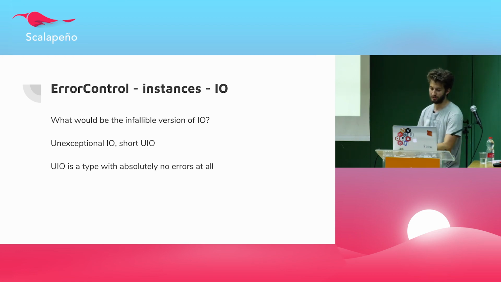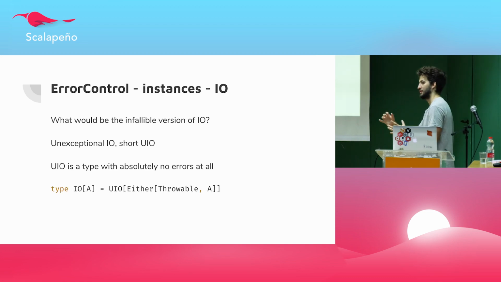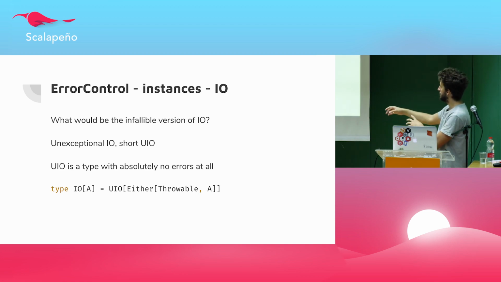And UIO, again, is a type with absolutely no errors at all, so it can always flatMap, and you're always guaranteed that your flatMap chains or your bind chains are going to work. And what we can see this IO type as is basically a UIO of Either Throwable or A, right? So IO basically is isomorphic to an unexceptional IO, a thing that might involve these side effects, and that will return either a Throwable or a value of A, right? So that is exactly what IO is.